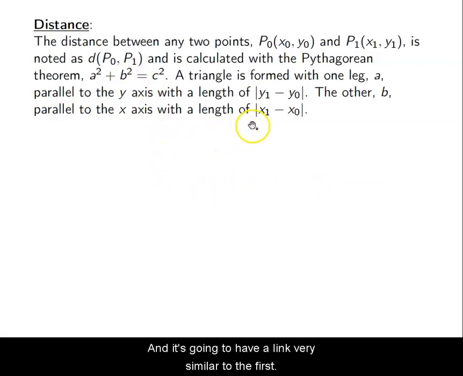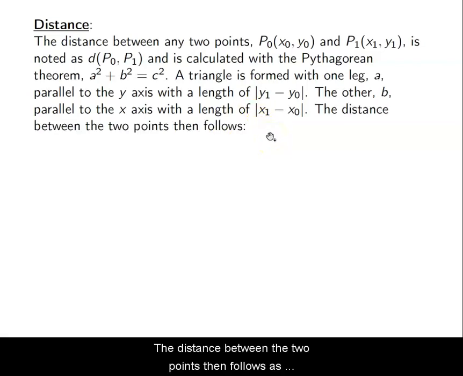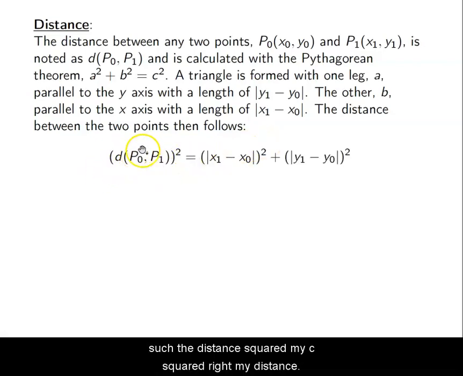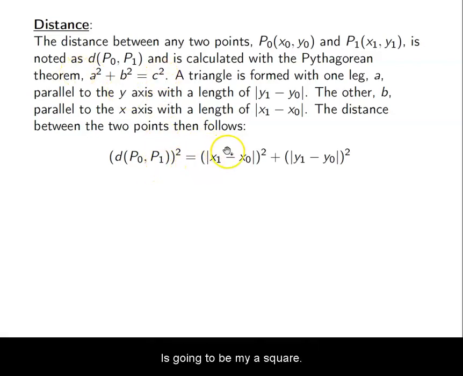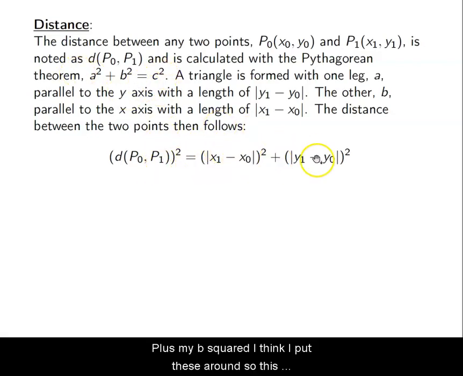And it's going to have a length very similar to the first, okay? It is going to be the absolute value of x1 minus x0. Okay? The distance between the 2 points then follows as such. The distance squared, my c squared, is going to be my a squared plus my b squared. I think I flipped these around, so this is really b squared plus a squared. It's the same thing, doesn't matter, okay?